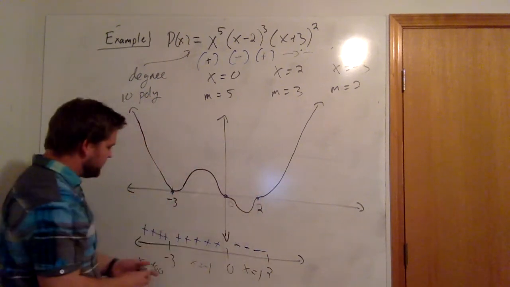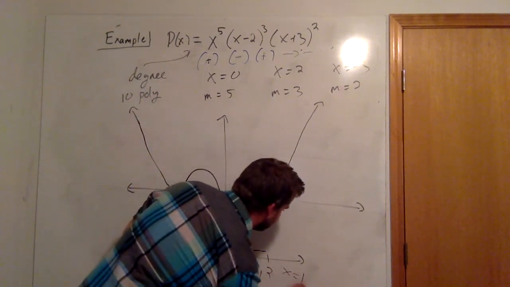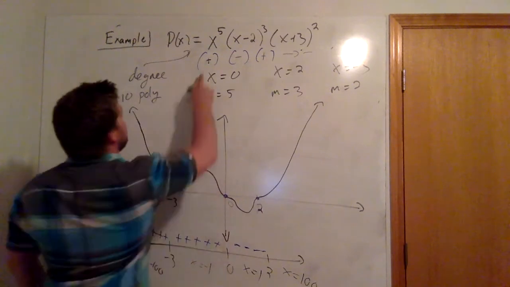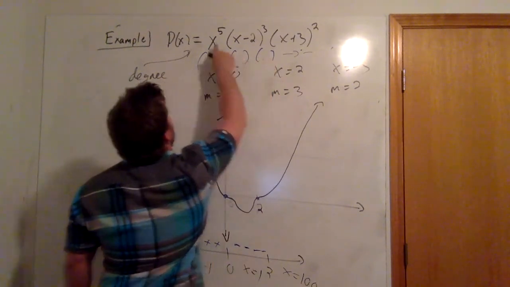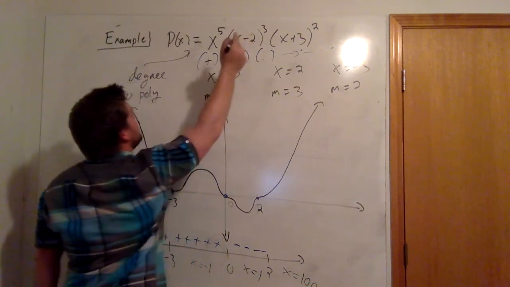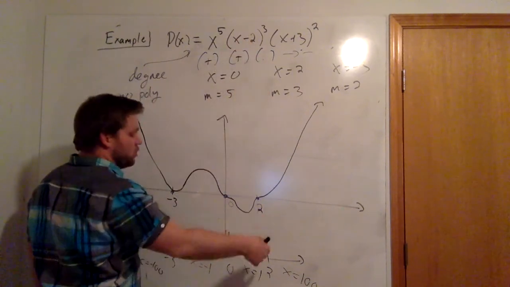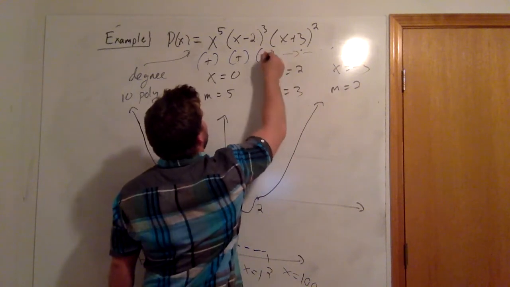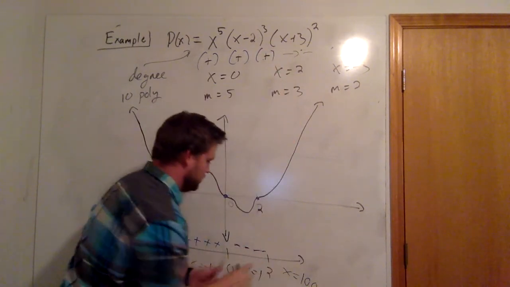Okay, something bigger than 2. Well, x equals 100. If I plug in 100 and raise it to the 5th power, it'll stay positive. 100 minus 2 is positive. Cubed, that'll be positive. 100 plus 3 is positive. You square that, it'll be positive. So the net result here will be positive.